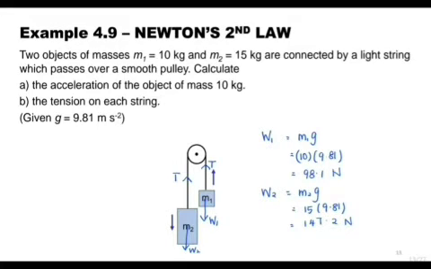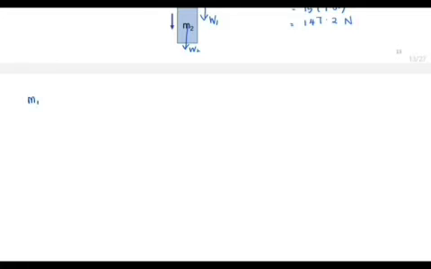We start with M1. For M1, we have weight 1 and tension. And M1 is accelerating upward. It's not necessary for you to construct X and Y component table since all forces in M1 and M2 are in parallel, which is at Y component.